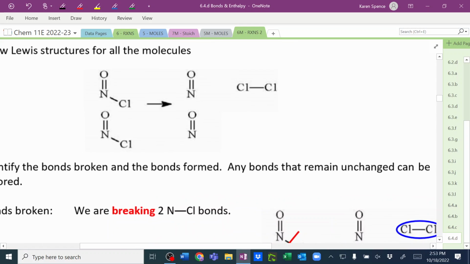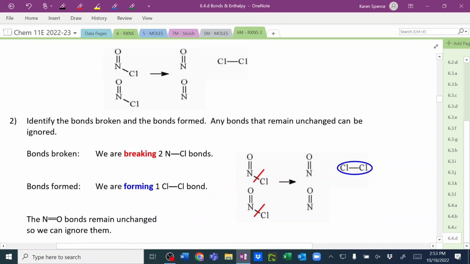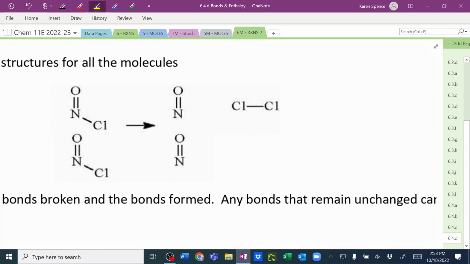And what that means is we now know that in order to break the bonds, we didn't actually break the NO bond, yes? This bond here stays intact, yes? So we don't have to worry about that one. What we are breaking is an NCl and another NCl. So we're breaking two NCl bonds, and we are forming one ClCl bond.